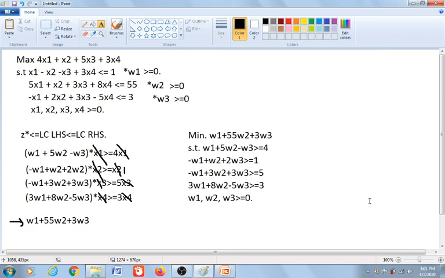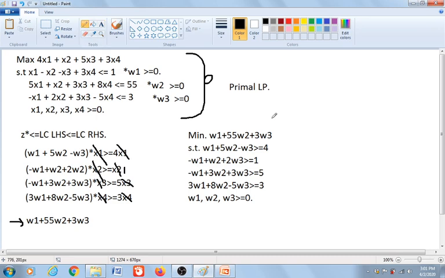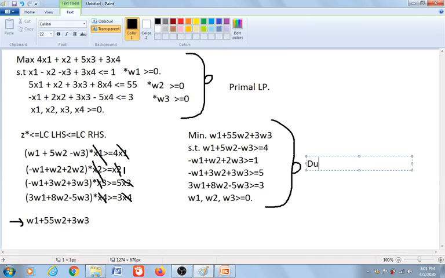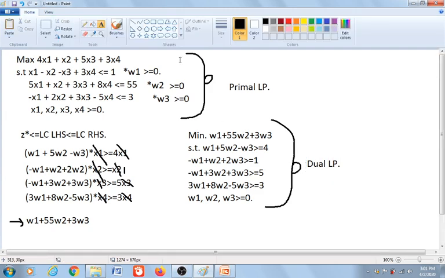So we can conclude that for every LP problem there is another LP problem that we can develop. We call the original LP problem the primal, this is the primal LP, and the other LP problem that we can get from the primal one, we call the dual LP. So what is the dual of the dual? It is just the primal.